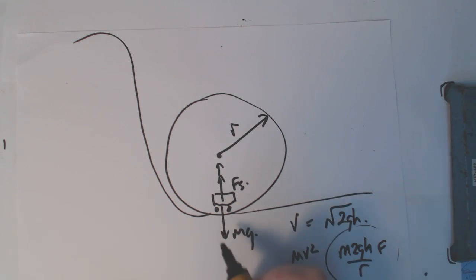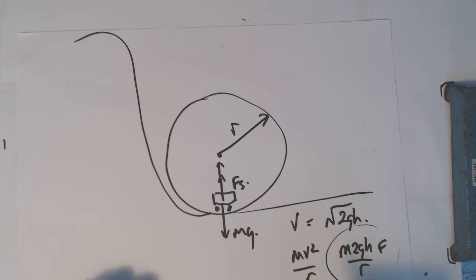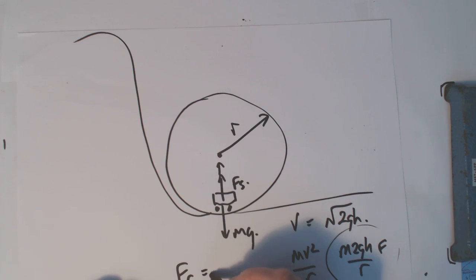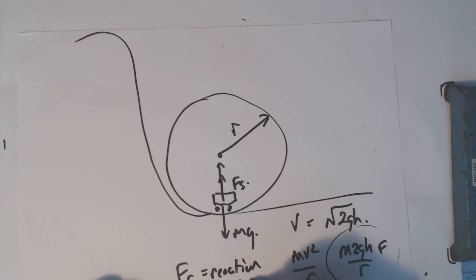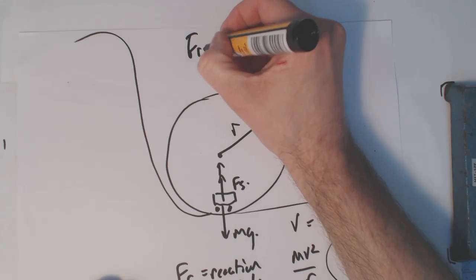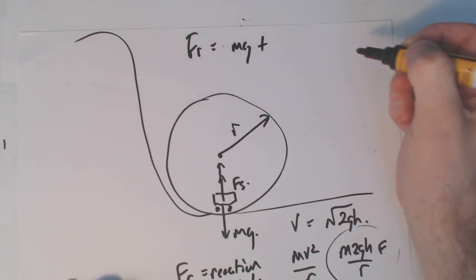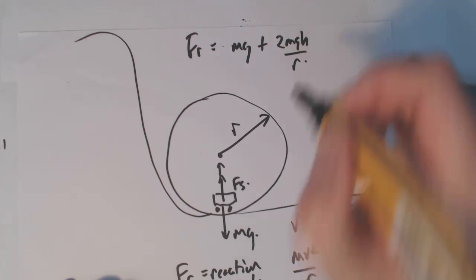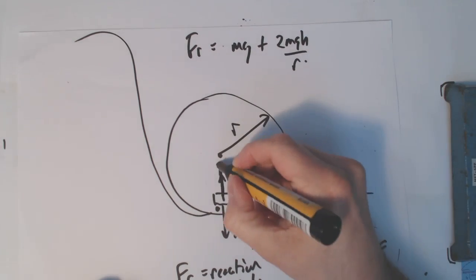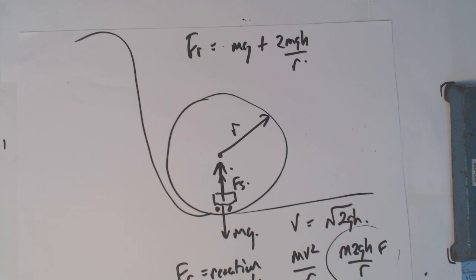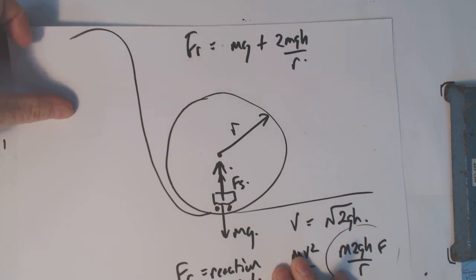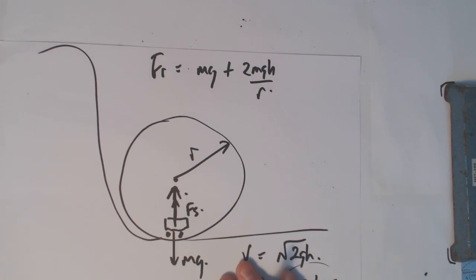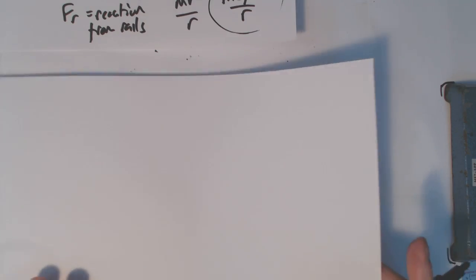Now, the thing is, where does that come from? It must come from the rails. So we call that the reaction force from the rails. So that reaction force is going to equal mg plus 2mgh all over r. That's how big this vector here is. Alright? Now, another thing we often do in these examples, whoops, running a bit low on paper.